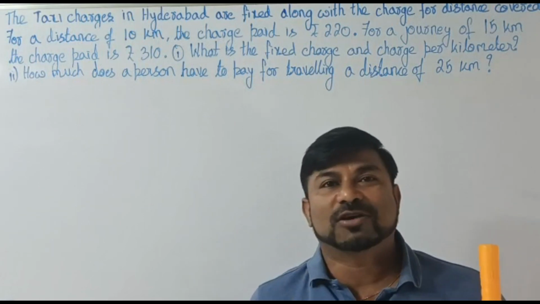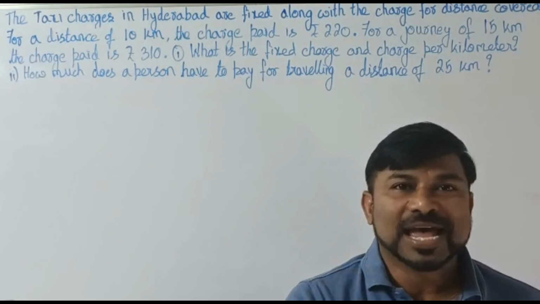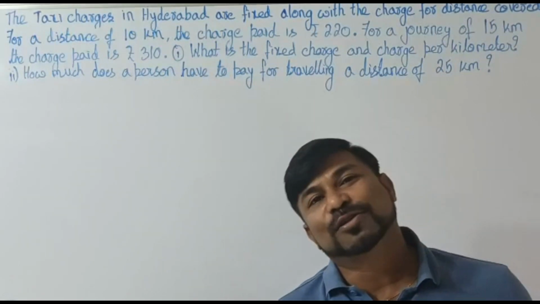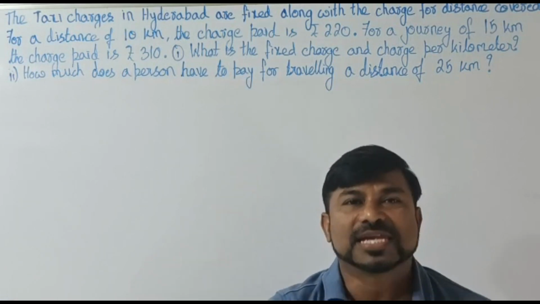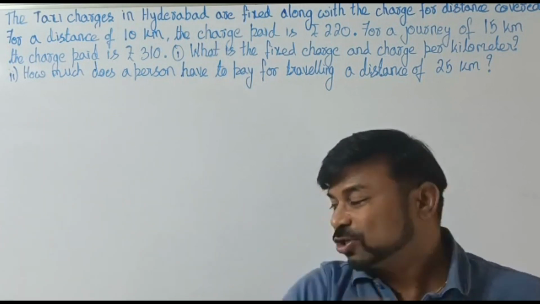So how many cases have we taken? We have taken two cases. So be ready now. We need two variables, two unknowns. Which are the two unknowns? The first one is the fixed charge, the charge for the vehicle alone. Later on, the charge per kilometer traveled. Let's go for that one.